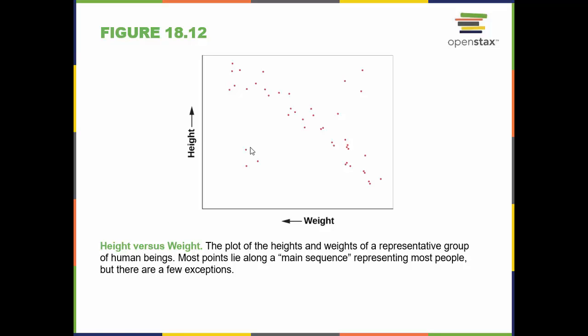And here's somebody who's not so tall, but they're overweight. However, most people lie along this line here. We'll call this line, where most of the points lie, the main sequence.